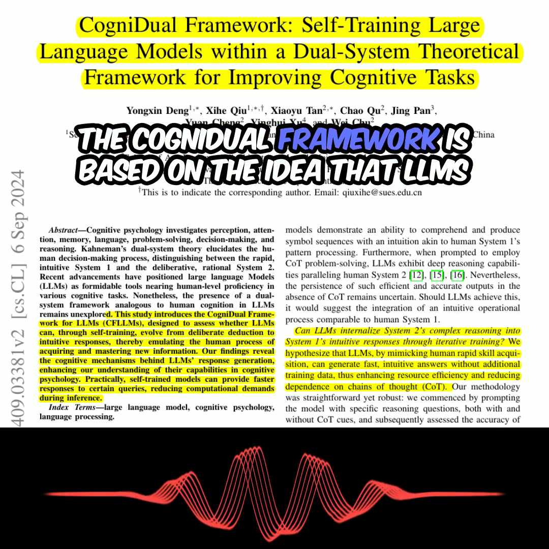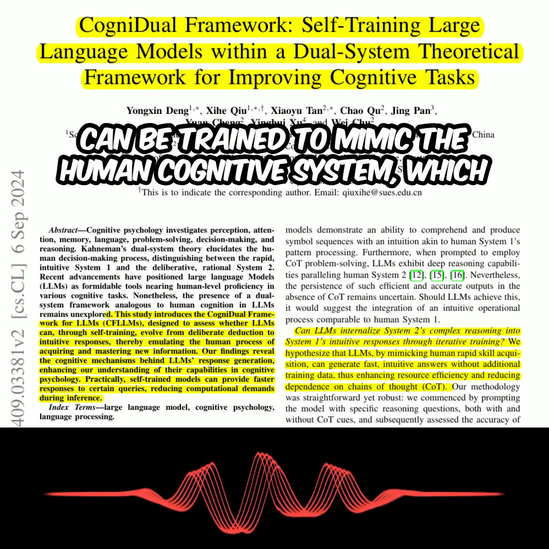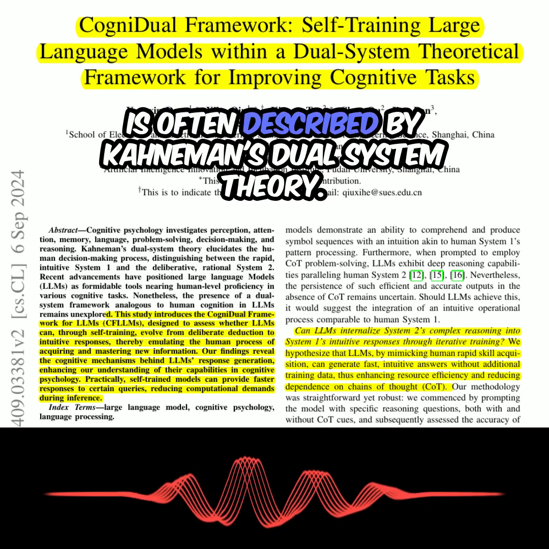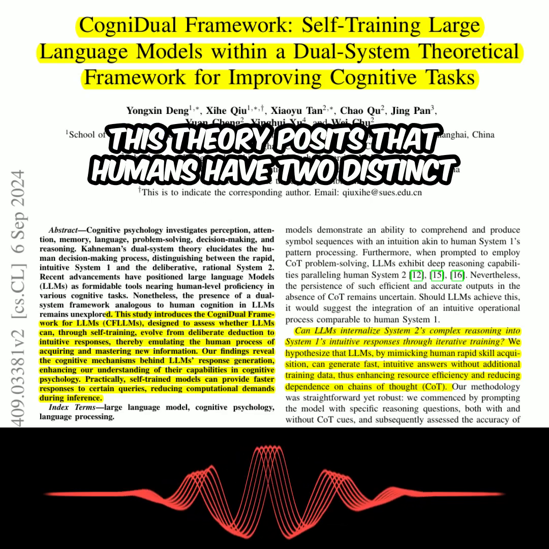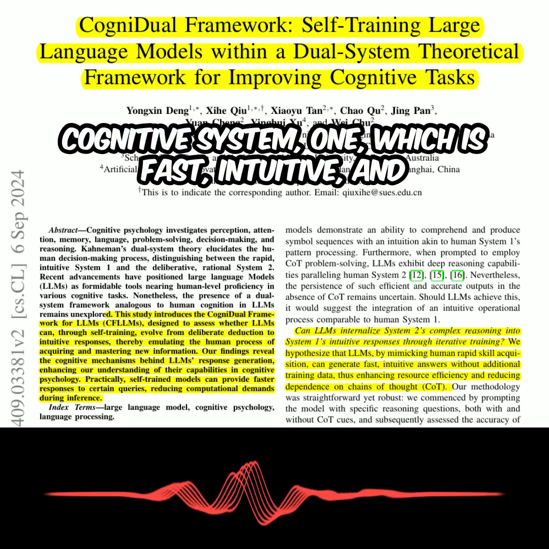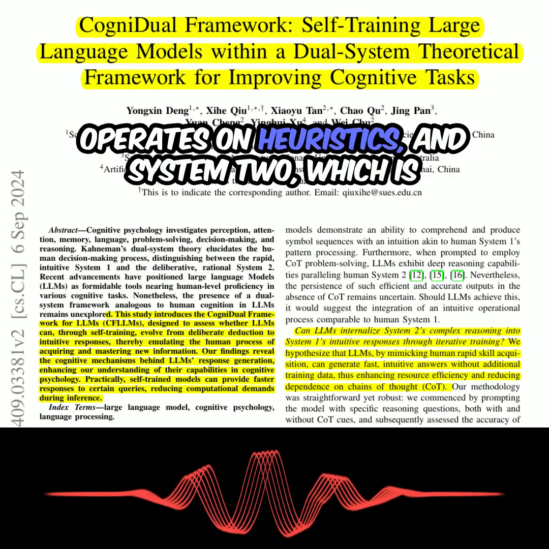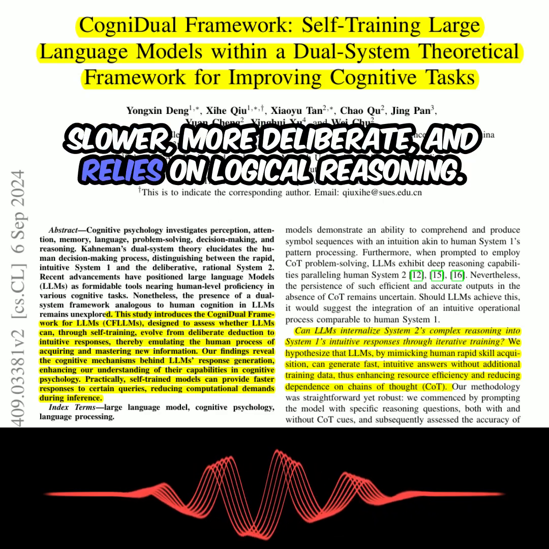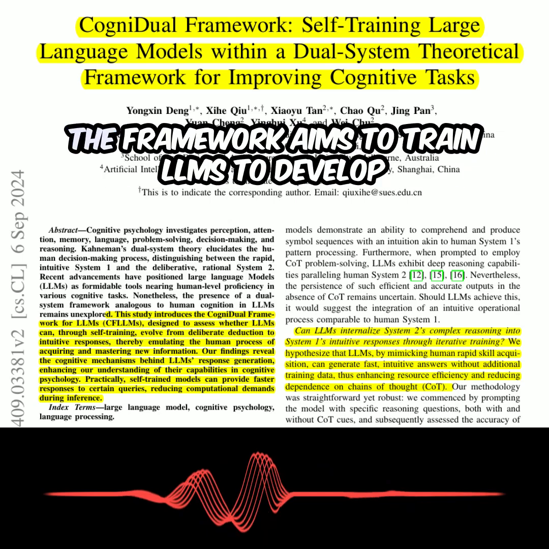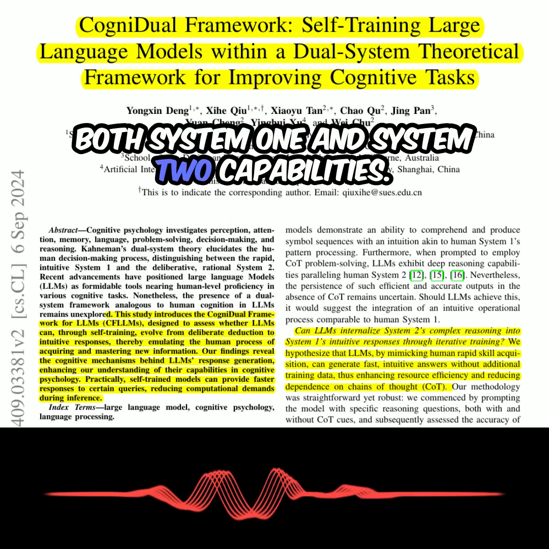The CogniDual framework is based on the idea that LLMs can be trained to mimic the human cognitive system, which is often described by Kahneman's dual system theory. This theory posits that humans have two distinct cognitive systems. System 1, which is fast, intuitive, and operates on heuristics, and System 2, which is slower, more deliberate, and relies on logical reasoning. The framework aims to train LLMs to develop both System 1 and System 2 capabilities.